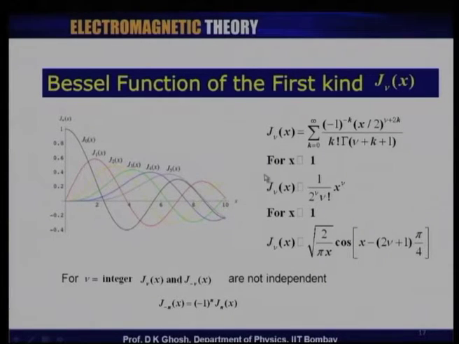Now, for x much less than 1, that is very close to the origin, J nu of x goes as x to the power nu. Other than for nu equal to 0, where x to the power 0 is equal to 1, all other Bessel functions become 0 at the origin. For large distances, they are oscillating functions, cosine functions, and as you can see, all these functions oscillate.